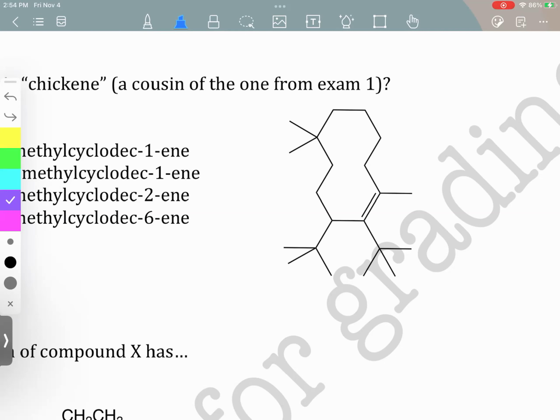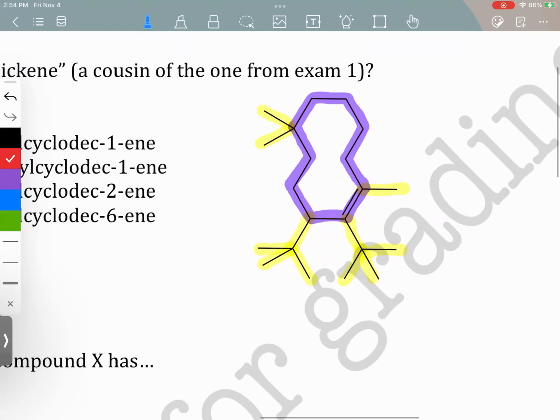1, 2, 3, 4, 5, 6, 7, 8, 9, 10. 10. Yes, I counted wrong. All the carbons in the chain literally will be the longest carbon chain. So 1, 2, 3, 4, 5, 6, 7, 8, 9, 10. This is the longest carbon chain. So you do have substituents. You have some methyls, some other substituents. So, now what's the second thing we need to do?